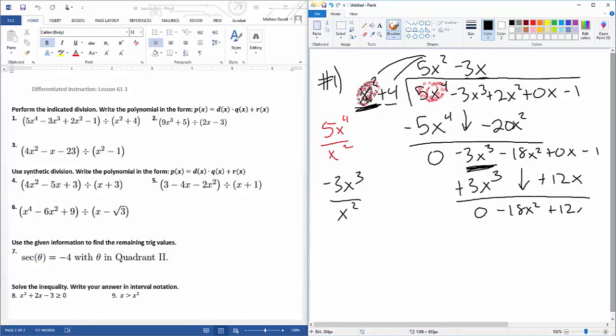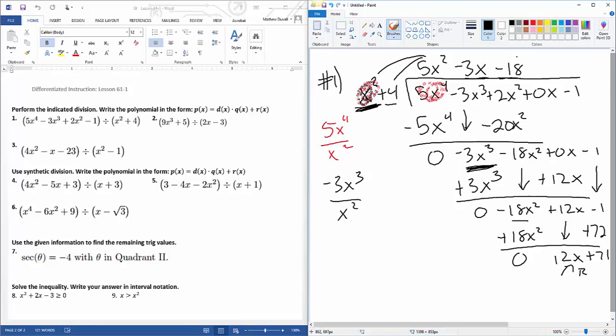Add, bring it down. And then once again, x squared into minus 18x gives us negative 18. Multiply through, 18 times x squared gives us minus 18x squared. Negative 18 times 4, what is that? Negative 72. Subtract, so the signs change. That gets brought down, and I get plus 71. Now this right here is my remainder.